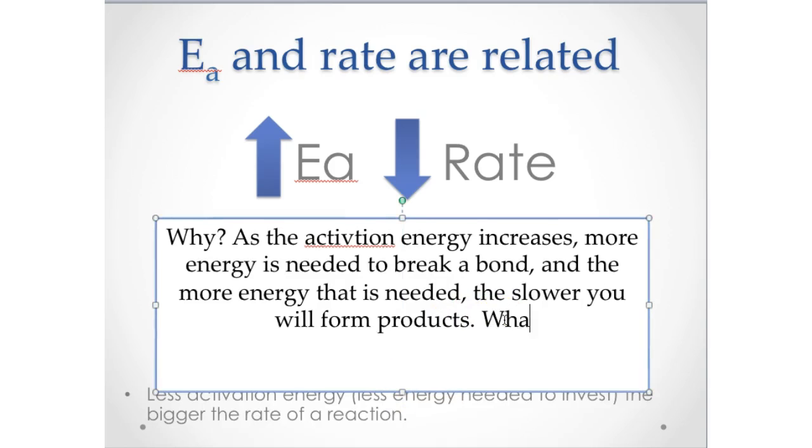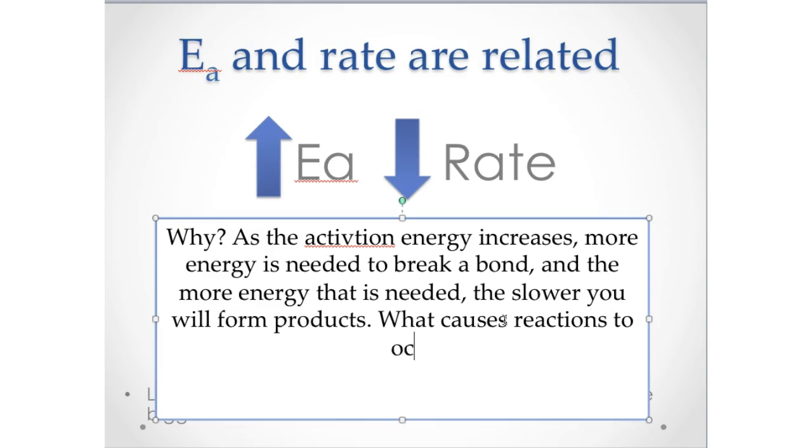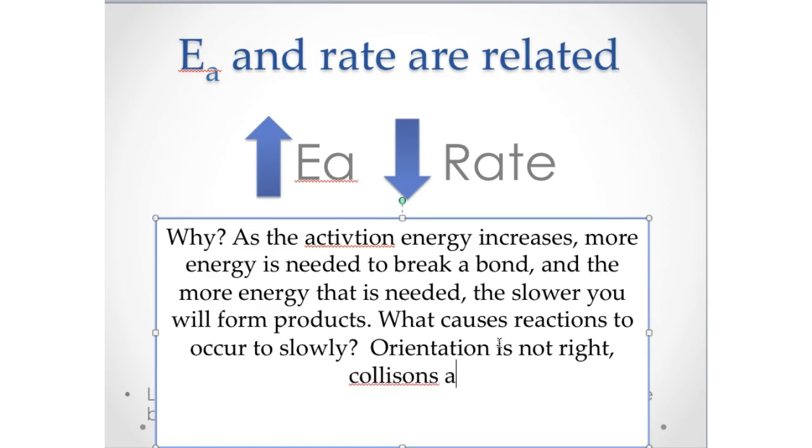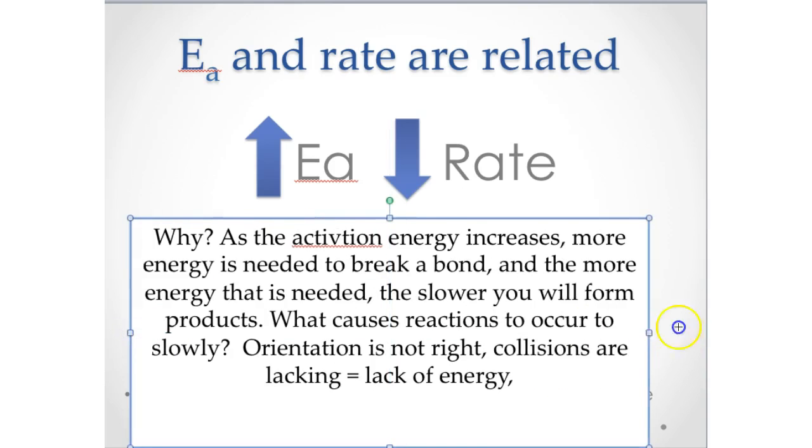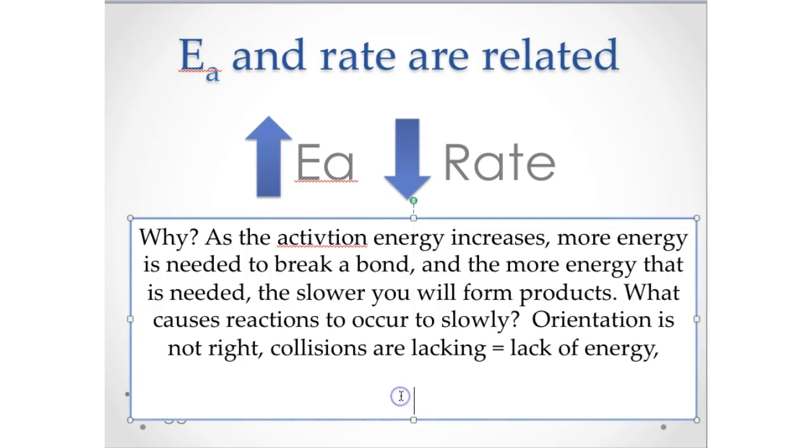What causes reactions to occur slowly? There are a few reasons. Orientation, maybe the reactants are not oriented in a specific way. There might not be enough collisions, so orientation is not right. Collisions are lacking, therefore we have a lack of energy. These are just some reasons of why the activation energy might be high. It's just, the molecules are not bumping into one another and they're not oriented in specific ways in order for these collisions to occur.